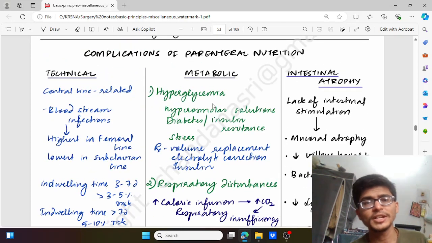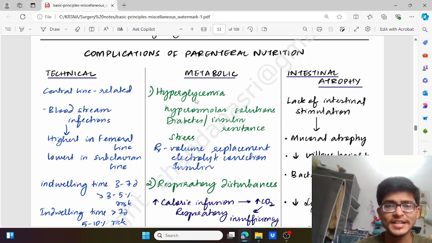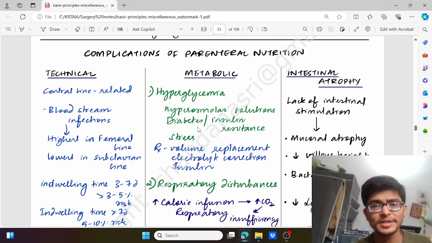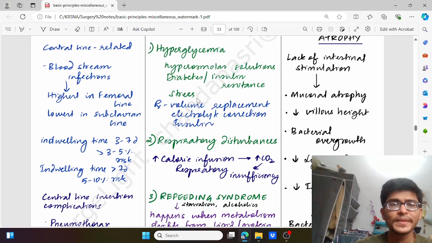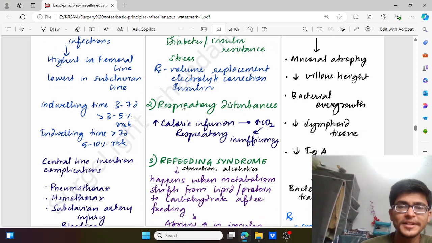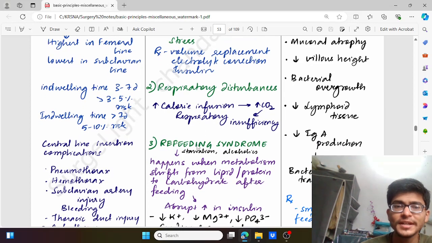Then we have some metabolic complications, that is hyperglycemia due to hyperosmolar solution, diabetes, insulin resistance, stress will result in hyperglycemia. So here we have to treat with volume replacement, electrolyte correction, and insulin as per need. Respiratory disturbances, increased caloric infusion will result in more carbon dioxide and result in respiratory insufficiency.